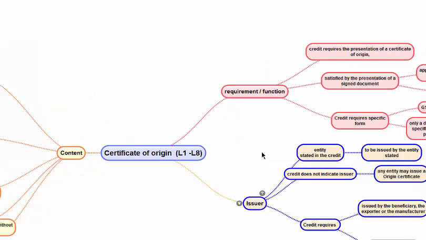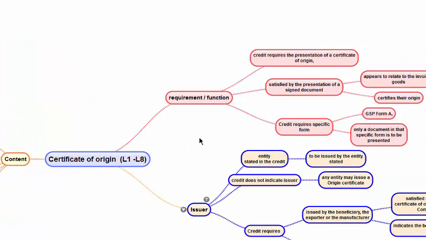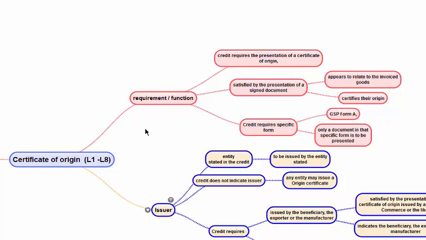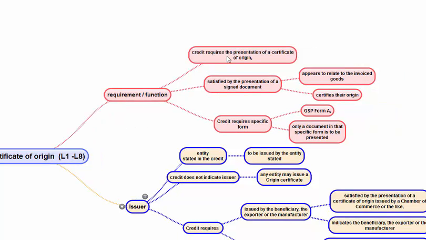What are the basic requirements, or what would be considered as fulfilling the function for a certificate of origin? If the credit requires presentation of a certificate of origin, it will be satisfied by presentation of a signed document which appears to relate to the invoiced goods and certifies their origin. If a signed document is submitted, if it appears to relate to the invoiced goods, the goods for which the drawing is being made under this credit right now, and if it certifies their origin, then this document will satisfy the requirement when credit calls for certificate of origin.